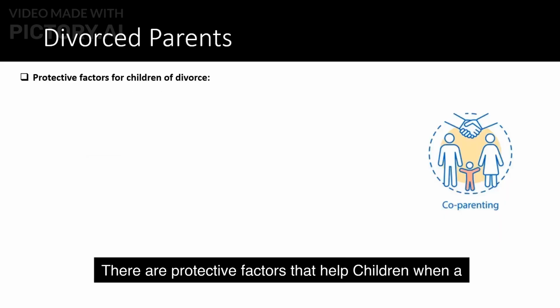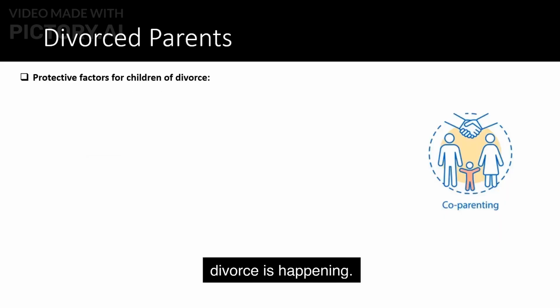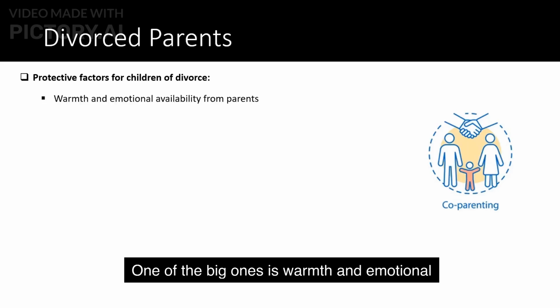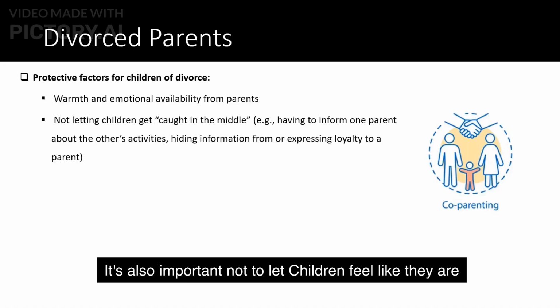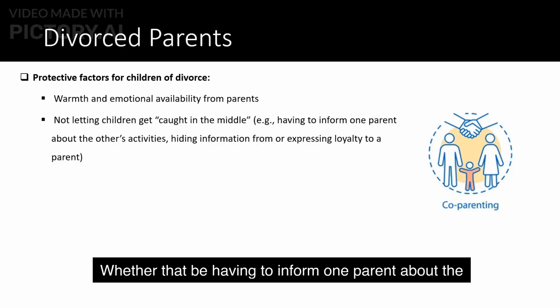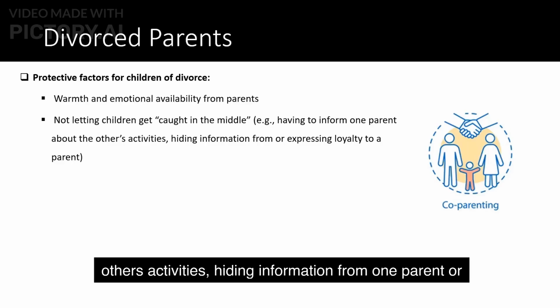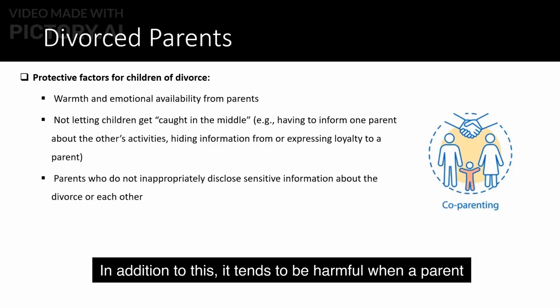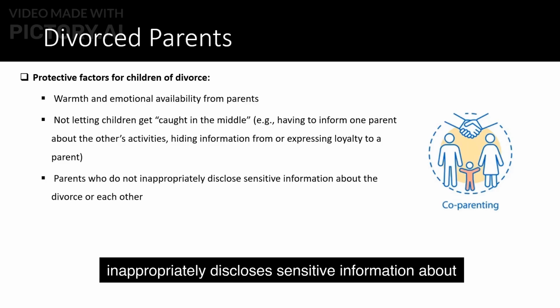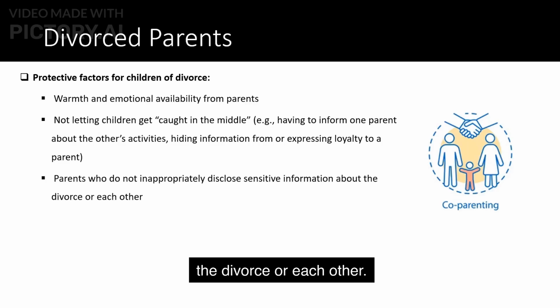There are protective factors that help children when a divorce is happening. One of the big ones is warmth and emotional availability from parents. I know that that's sometimes the most difficult given how stressed the parents are, but children also need support during this time. It's also important not to let children feel like they are getting caught in the middle, whether that be having to inform one parent about the other's activities, hiding information from one parent, or feeling the need to express loyalty to a parent. In addition to this, it tends to be harmful when a parent inappropriately discloses sensitive information about the divorce or each other.